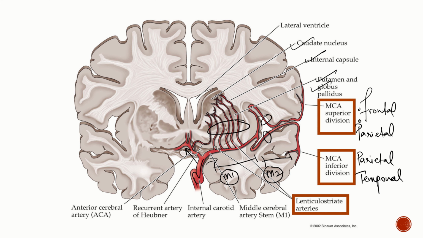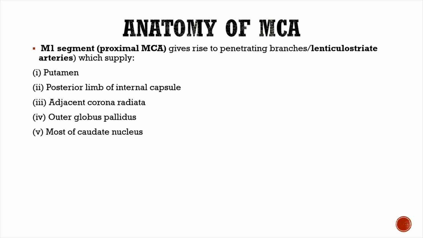Okay, so this is the MCA anatomy of the M1 segment. It gives the lenticulostriate branches, and then we have the two M2 branches, that is the superior division and the inferior division. Now coming to the different parts which are supplied by the middle cerebral artery. We have the M1 segment, as we discussed earlier. It's a proximal MCA. It gives rise initially to the lenticulostriate arteries, which supply the putamen, the posterior limb of the internal capsule, the adjacent corona radiata, the outer globus pallidus, and a significant part of the caudate nucleus.